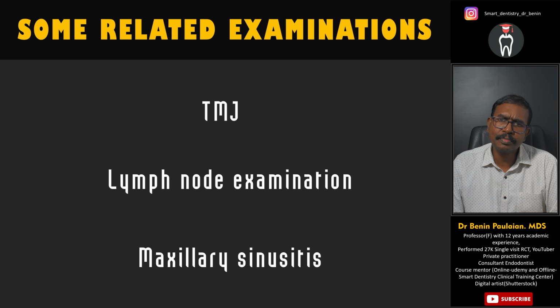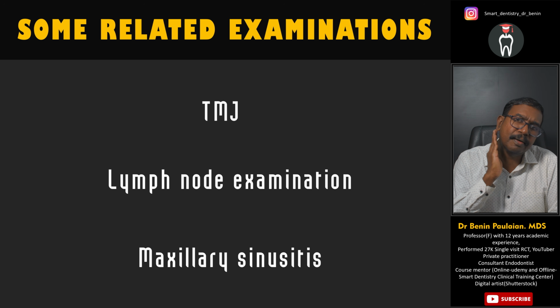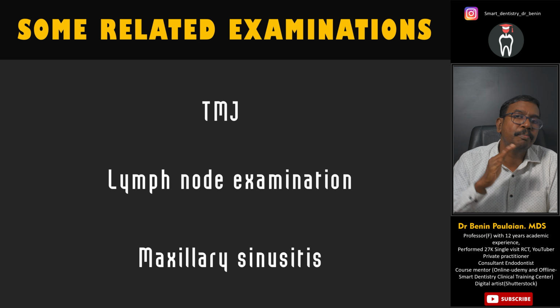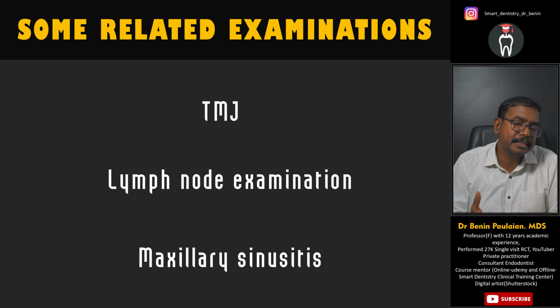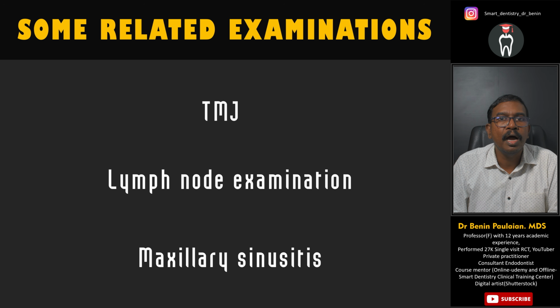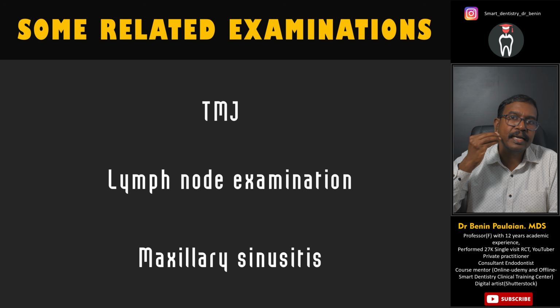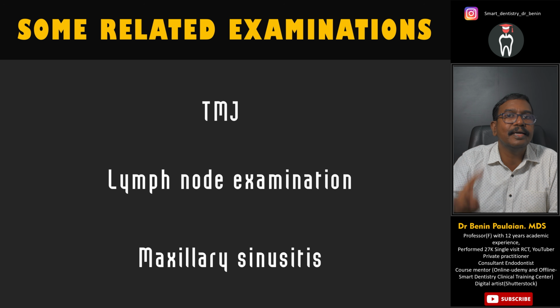Next, some related examinations. TMJ pain can be related to a tooth pain. So how to differentiate is, whenever a patient is giving a complaint of tooth pain, but probably it could be originating from the temporomandibular joint, the probability of the patient having multiple missing teeth is more, and whenever we are examining, the tooth may not have any decay, but the patient will give a complaint whenever they are biting, they are getting pain.